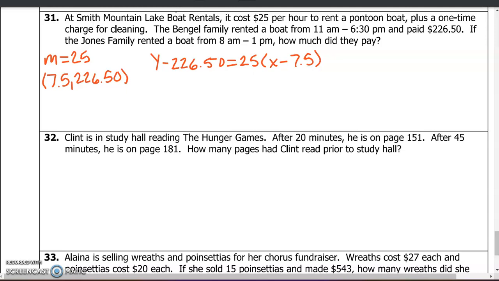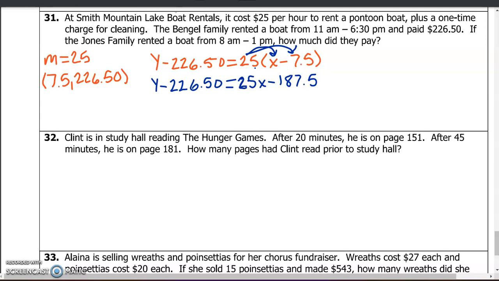But our next step now is going to be distributing this 25. So I'm going to take this 25, multiply it here and here. So that gives us 25x. And then 25 times negative 7.5 is negative 187.5. Okay, and then I'm just going to bring down this y minus 226.50.